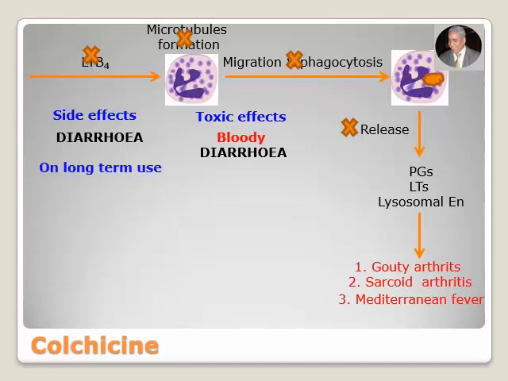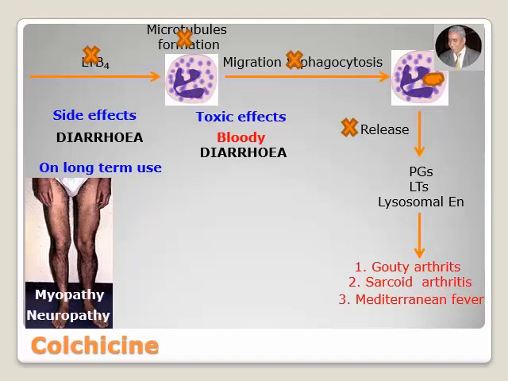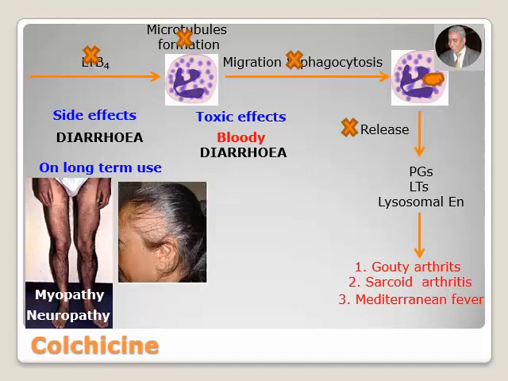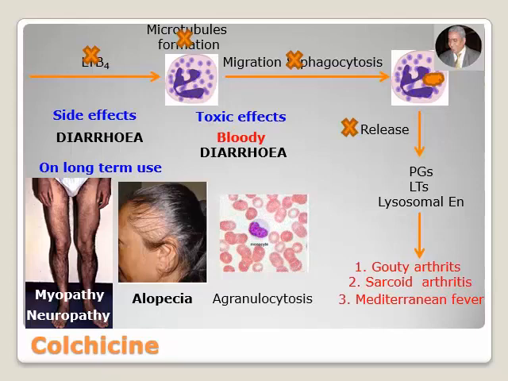Colchicine, on long-term use, may lead to additional adverse effects. For example, myopathy and neuropathy, and falling of hair, since the rate of hair turnover is 70 days. Also decrease in white blood cell count, since it arrests mitosis in the bone marrow. The red blood cells are not affected, since their rate of turnover is 120 days.